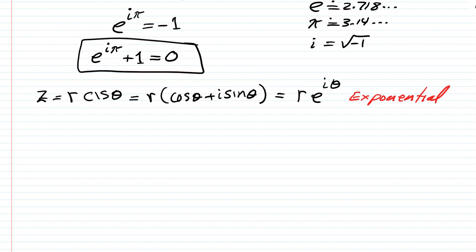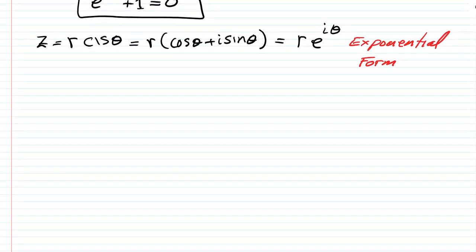Exponential forms come in very handy with complex numbers when we multiply, divide, or raise to a power. Here's the exponential form of the complex numbers. Okay, now having talked about the exponential form, check this out. Let's say we want to do the product and quotient of two complex numbers.